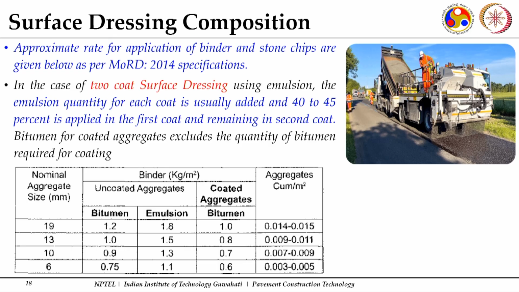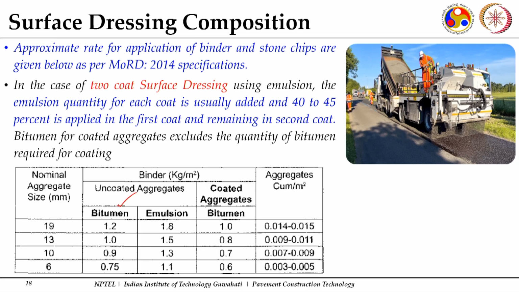Once that category is finalized and the stone chips are finalized, then how much quantity of binder is required? Since there will be 2 categories of binder, an emulsion and a paving grade binder, for both of them the requirement is mentioned here. If you are using an NMS of 19, the bitumen in kg per meter square is mentioned as 1.2, and emulsion 1.8, and this is given for different NMS. You can see when it goes to 0.75, emulsion 1.8, 1.5, 1.3 and 1.1.